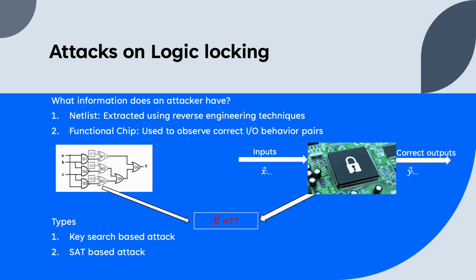Despite its promise, logic locking is not immune to attacks. An attacker with access to a netlist extracted through reverse engineering and a functional chip can observe the correct input output behavior. There are two main types of attacks: key search based attacks, and SAT based attacks.